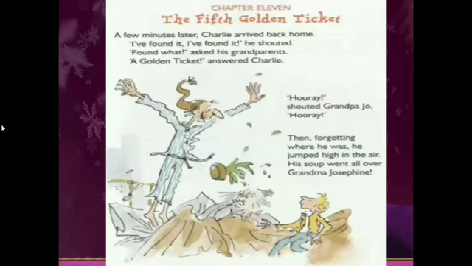Another example. Chapter 11, the fifth golden ticket. A few minutes later, Charlie arrived back home. "I found it! I found it!" he shouted. Done. First of all, I changed my voice. Then I could see speech marks before the sentence and speech marks after the exclamation mark. Then the verb, shouted. Good. Now that's a direct speech. Write it down.